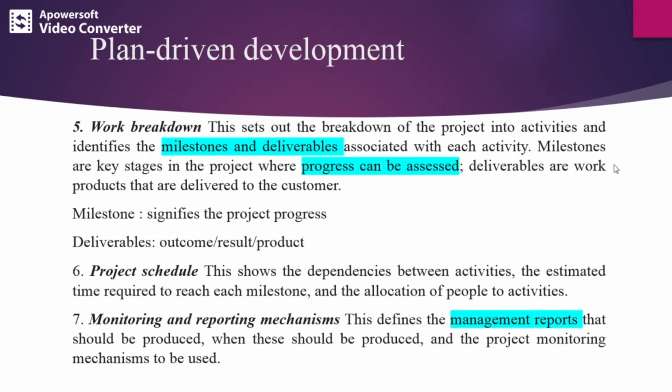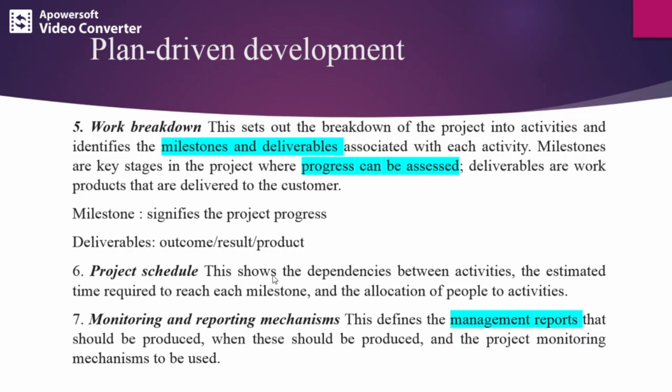Deliverables are work products that are delivered to the customer. So it can be some result or outcome or a product. For example, the first phase is the requirements phase. What is the outcome of that phase? You have to come up with the SRS, or you should have a requirements document. So that is your outcome in that phase. Clear?